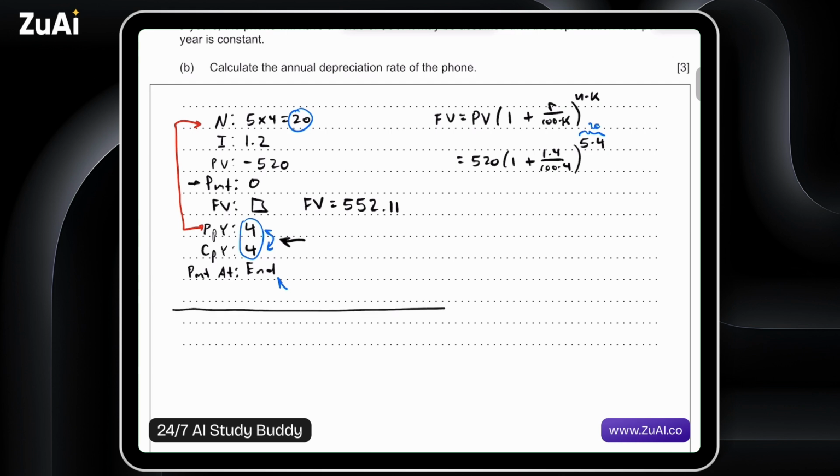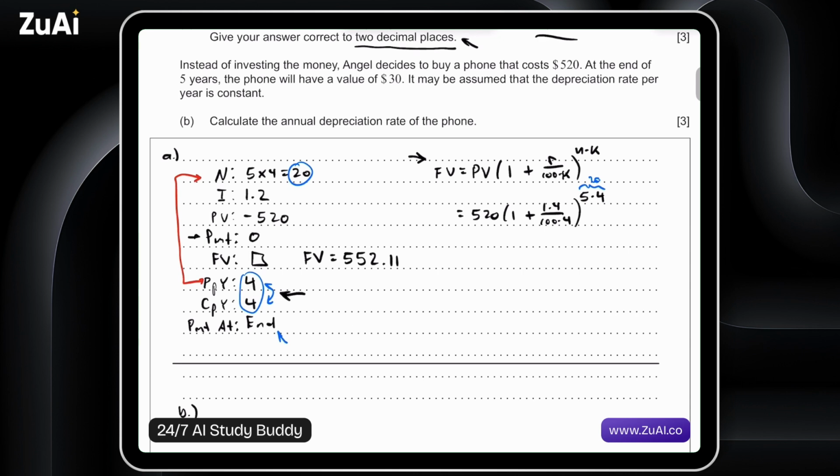Let's get a clean line here, and we'll start on question B. So here's A, here's B. So let's reverse the order and write out final value, present value. We'll use our compound interest formula. So in this case, we have $30 at the end. The final value is equal to 30. The present value of the phone was equal to $520. 1 plus, and in this case, we want to know the value of the depreciation rate. So that's our unknown.